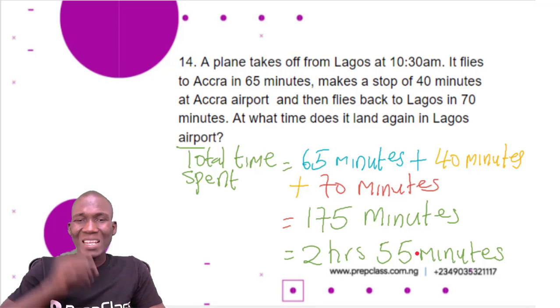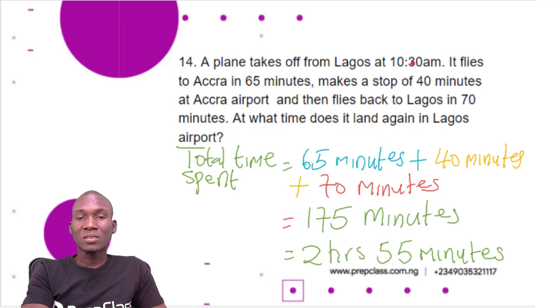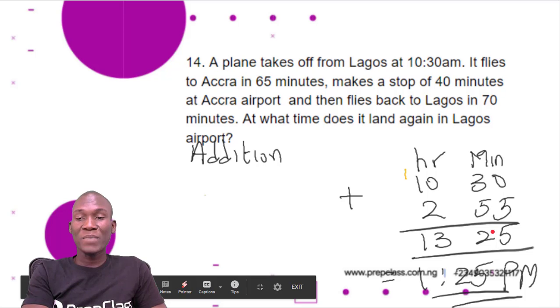We need to find the exact time the plane returned back in Lagos Airport. So we have to add 2 hours 55 minutes to the actual time the plane took off from Lagos Airport. So the plane left Lagos Airport at 10:30 a.m. and it spent 2 hours 55 minutes for the journey to Accra and back to Lagos. So we have to add 30 plus 55, that is 85. 85 minutes is the same as saying 1 hour 25 minutes.